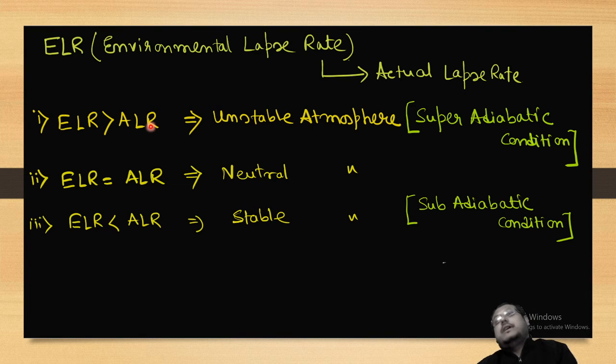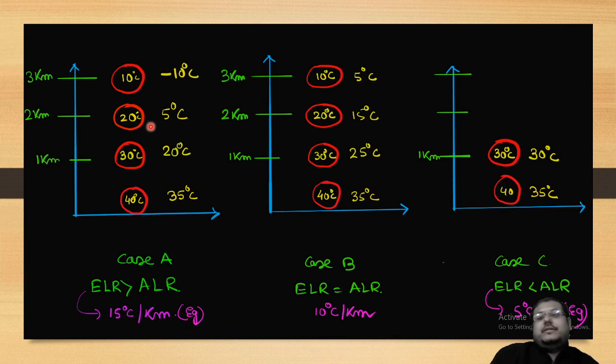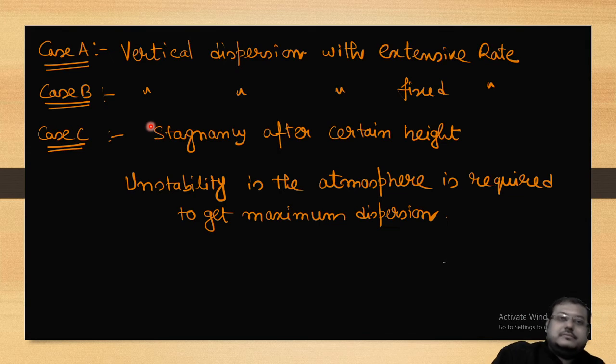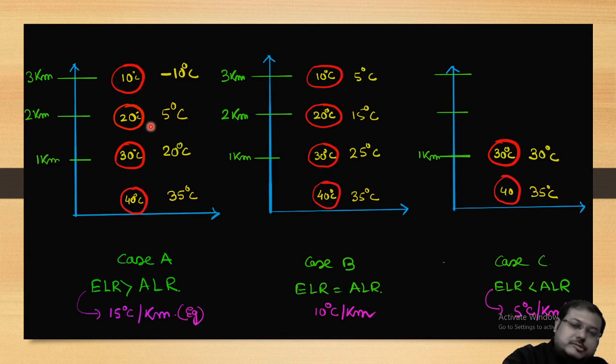Only for air pollution dispersion do you require instability, because instability means more dispersion of air pollutant, which will be good for your health. That is the only place where you require an instability condition. So case A has vertical dispersion at an extensive rate, case B has vertical dispersion at a fixed rate, and case C has stagnancy after a certain height. So instability in the atmosphere is required to get maximum dispersion.